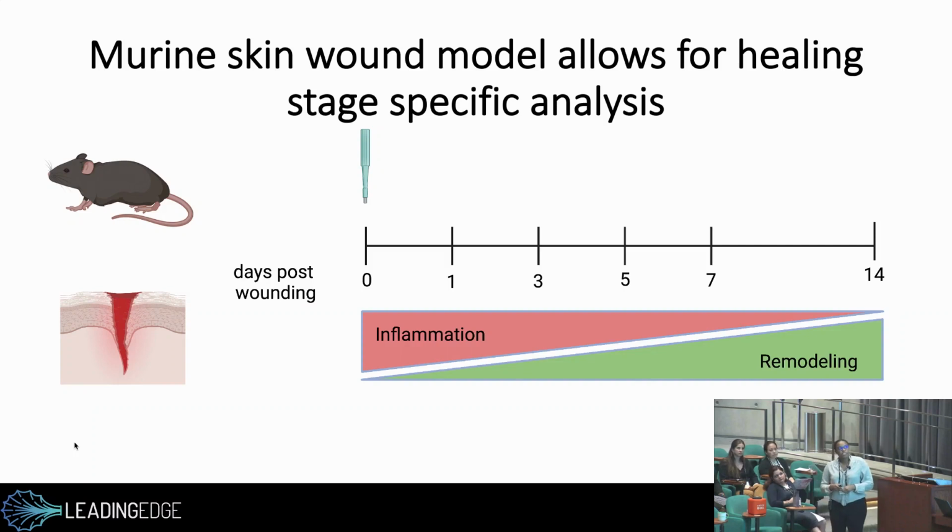Using a mouse, I didn't show here, I wasn't sure how people would respond to seeing mouse wounds, but on the backs of these mice, I use a 4mm punch biopsy tool to create even wounds, 6 wounds on the backs of mice, and I'm able to collect wounds on days corresponding to the stages of repair I mentioned previously and interrogate them further.